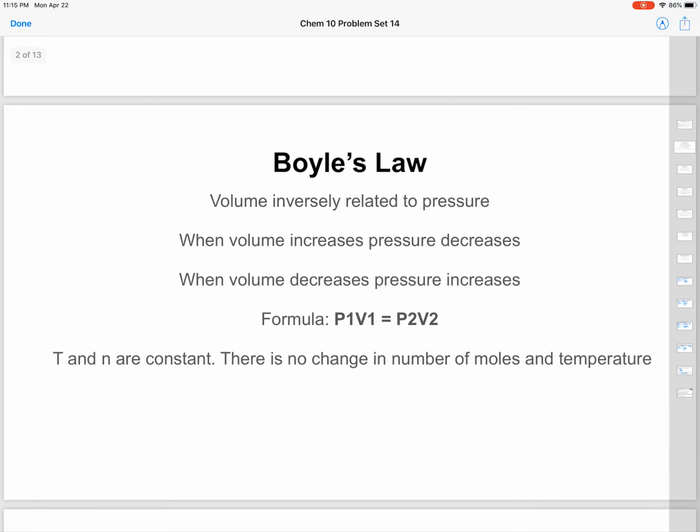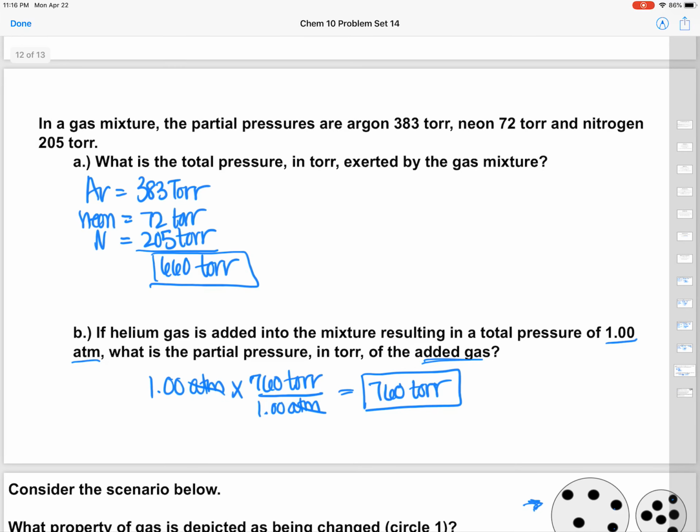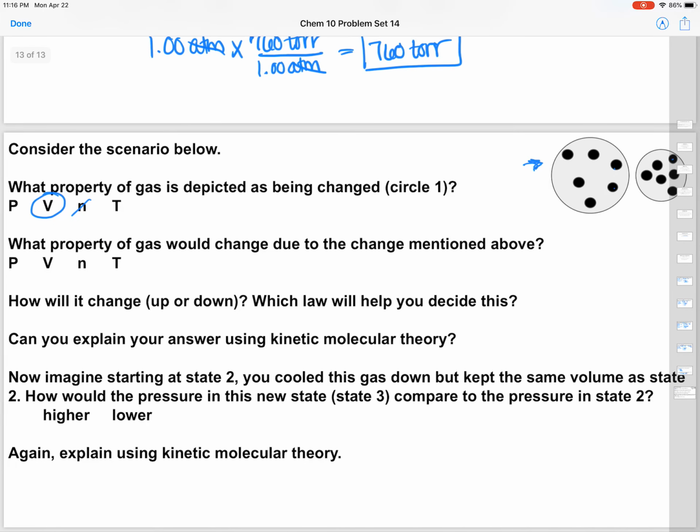The law that we look at for that is Boyle's law, which tells us that volume is inversely related to pressure. When the volume increases, pressure decreases. When volume decreases, which is our situation, the pressure will increase. So if we go back and look at our picture, our volume did decrease. So that means that our pressure is going to increase.